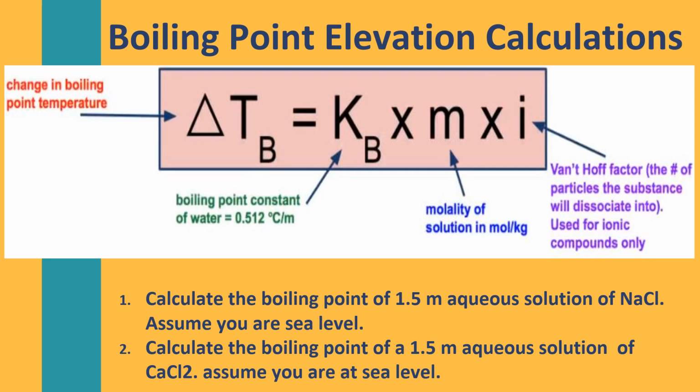We take the boiling point constant of water, which is 0.512 degrees Celsius per lowercase m, which means molality of the solution, which we learned in our previous discussions. We then multiply it by the molality of the solution, and then we multiply it by this i right here, which is the van't Hoff factor. You can think of this as the number of particles the substance will dissociate into, and we're going to use this specifically for ionic compounds or electrolytes.